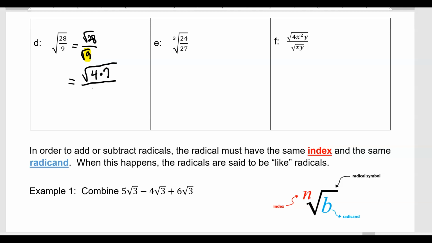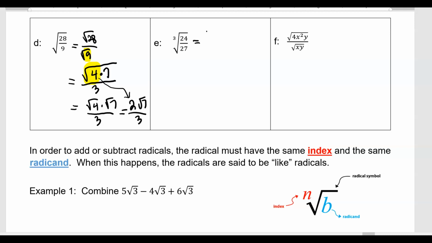Of course, the square root of 9 is 3. But we need to simplify the square root of 4. Now, you could split it up and write it out like so, or you could have simply written 2 square root of 7 over 3, because the square root of 4 is 2.